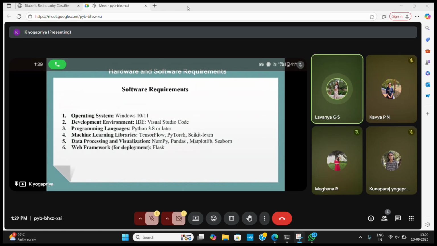I am Lavanya GS, presenting hardware and software requirements. Software requirements. To develop this project, we used a set of software tools. We built our project on Windows 10, which supports deep learning frameworks. For coding, we used IDE environments like Visual Studio Code. The programming language chosen was Python 3.8 or later, since it has excellent support for machine learning. For the deep learning part, we used TensorFlow, PyTorch, and scikit-learn. For handling and visualizing data, we used NumPy, Pandas, Matplotlib, and Seaborn. Finally, for deployment, we plan to use Flask so that users can access the system through a simple web interface.